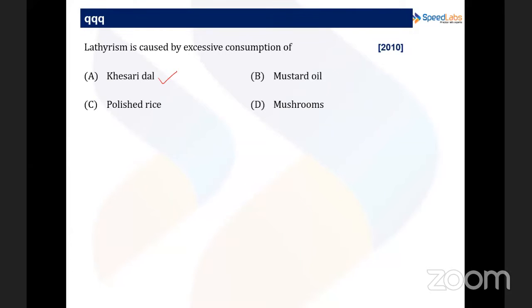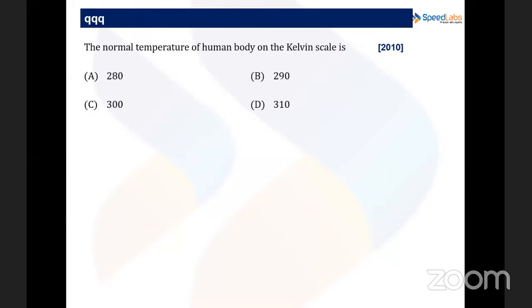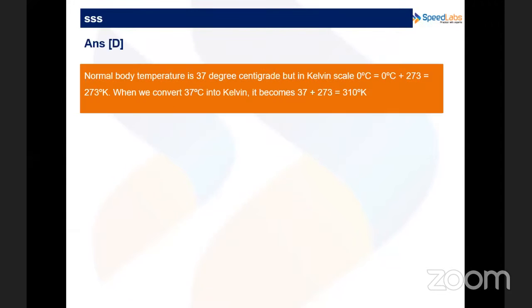I hope this question is clear to all of you. Now let's move to the next question. Next question is the normal temperature of human body on the Kelvin scale is option A 280 Kelvin, option B 290 Kelvin, option C 300 Kelvin, option D 310 Kelvin. This is the easiest question of today, I guess. So the answer to this question is option D 310 Kelvin.